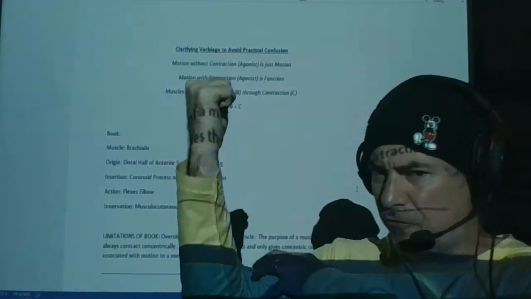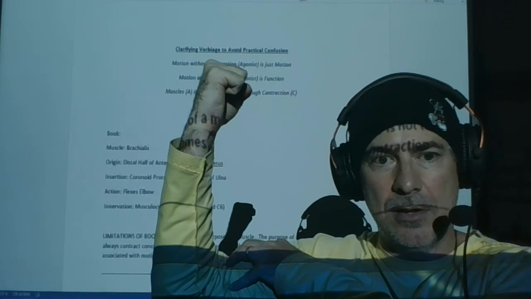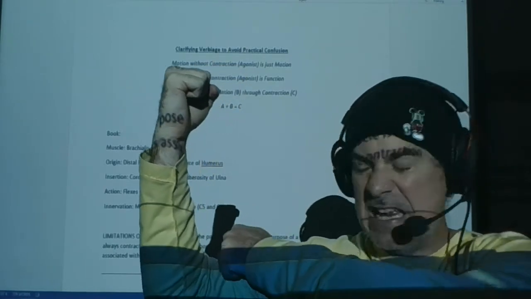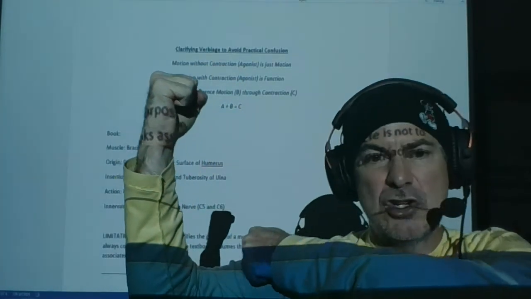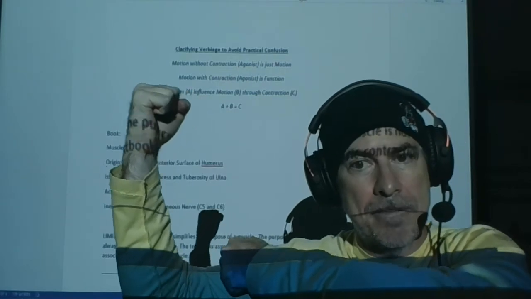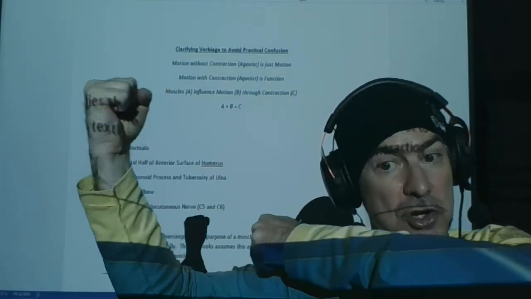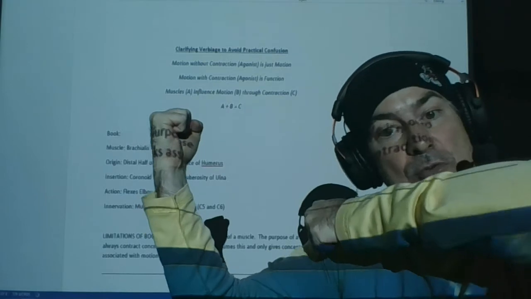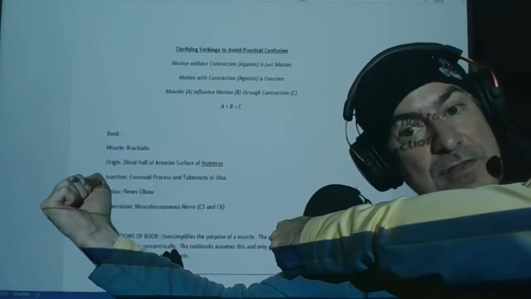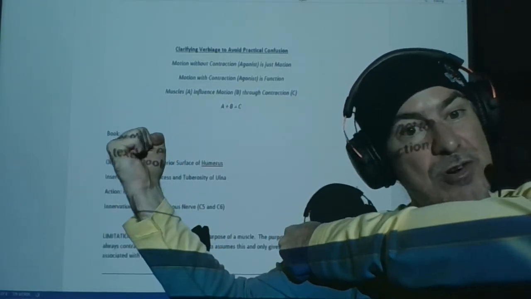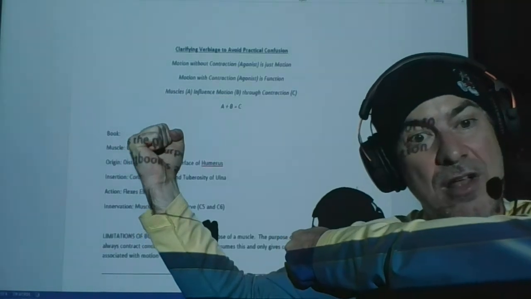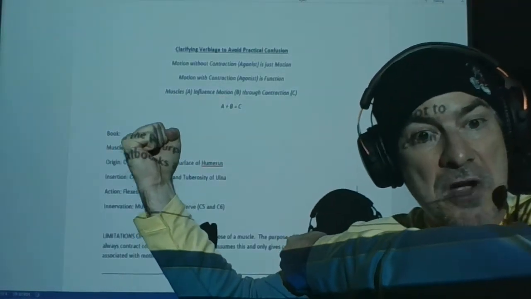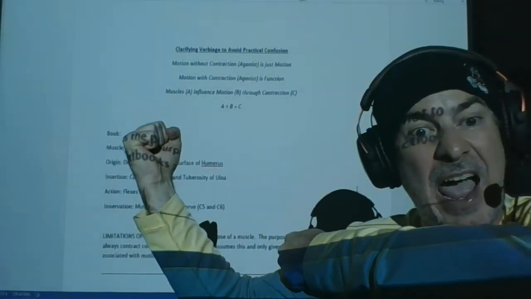What is the function of the bicep? Well, the function of the bicep is to pull in a direction of flexion. And through concentric work, you're going to observe flexion. But through eccentric work, you're going to observe extension. And through isometric work, you're not going to observe any motion at all. There's function, but there may not be action.